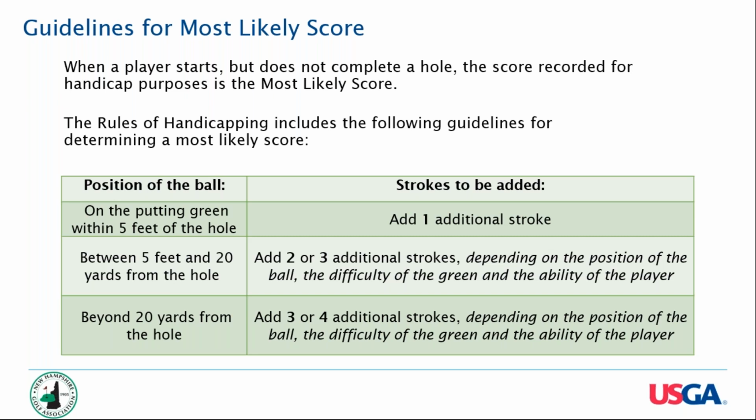Okay, then if you're between 5 feet and 20 yards from the hole, you're adding 2 or 3 strokes, depending on the position of the ball, the difficulty of the green, and the ability of the player. Okay, and then beyond 20 yards from the hole, we're either adding 3 or 4 strokes. Again, depending on the position of the ball, the difficulty of the green, and the ability of the player. Okay, so this comes into effect for a hole that's not completed, but was started. So it provides more consistency for score posting in match play and other formats where a player picks up on a hole. All right, it just takes the subjectivity out of it a little bit more.